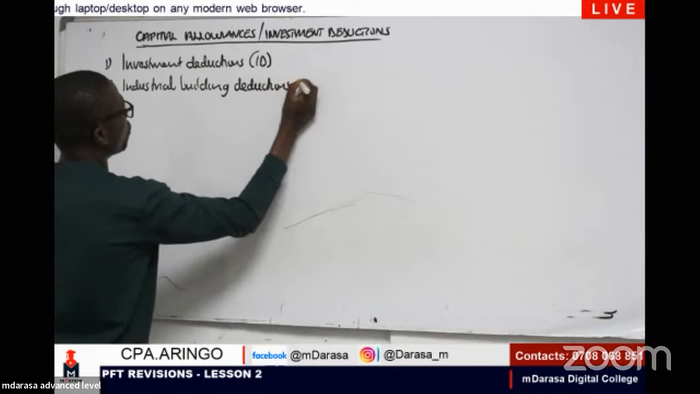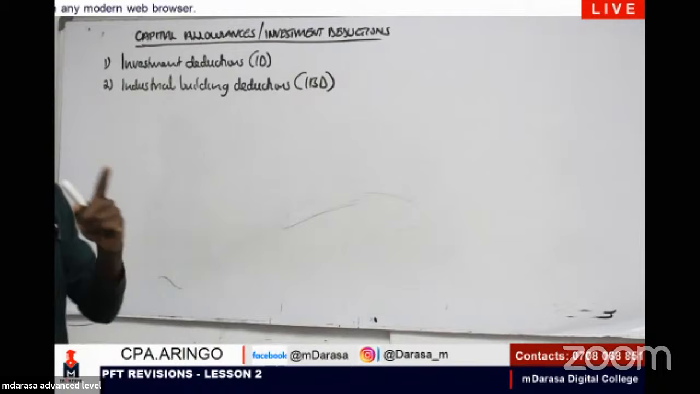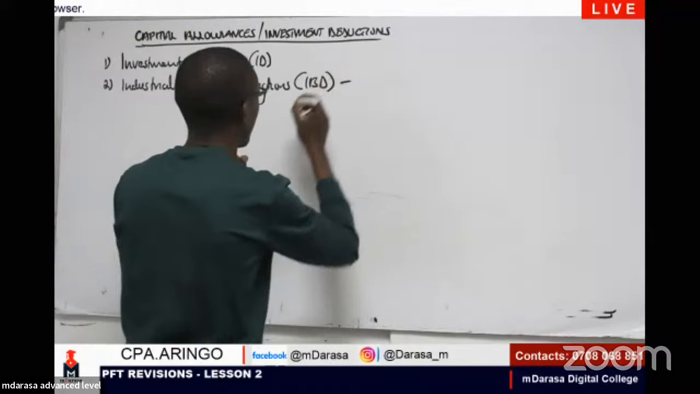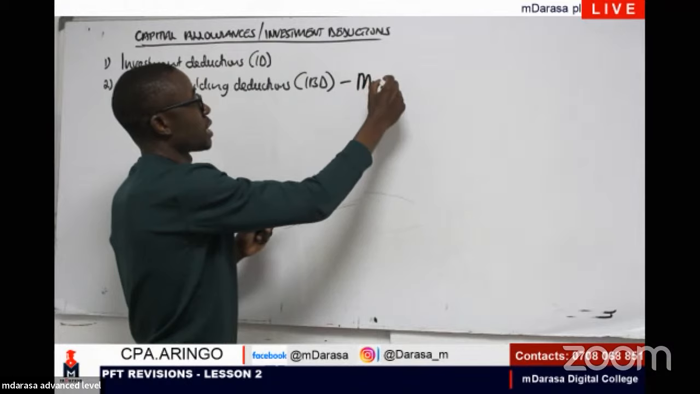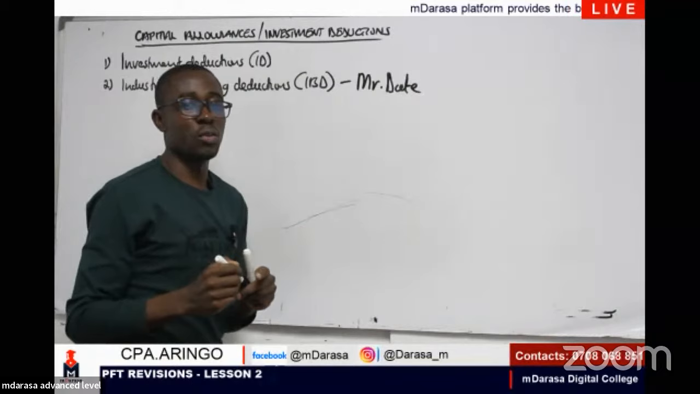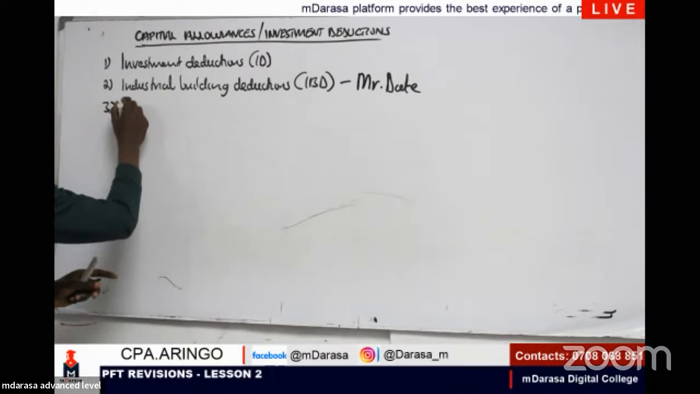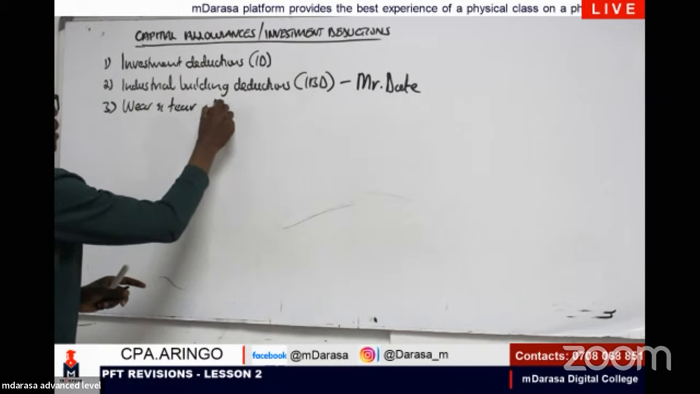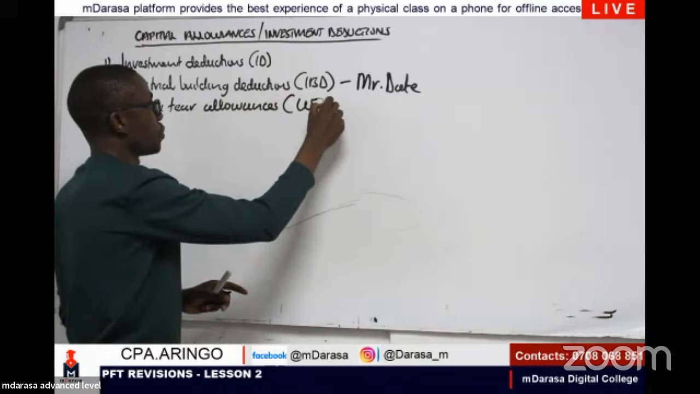And IBD is a very special component of capital allowance. Industrial building deduction, Mwalimu will always term it as Mr. Date. This is Mr. Date. I'm going to give you the reason why we are terming it as Mr. Date. Then component three, which we are dealing with, is wear and tear allowances, which we refer to as WTA.